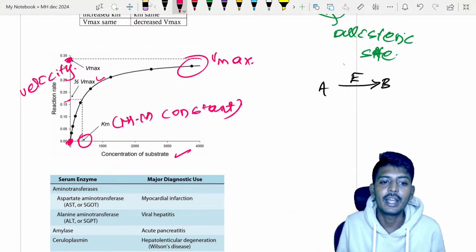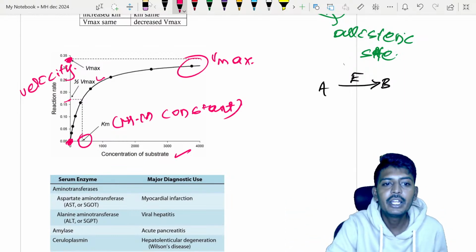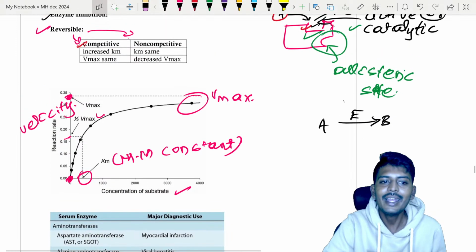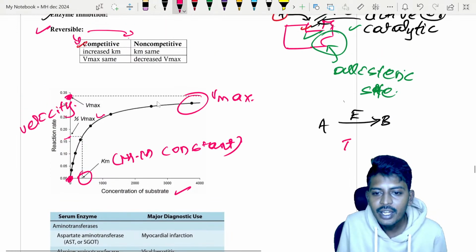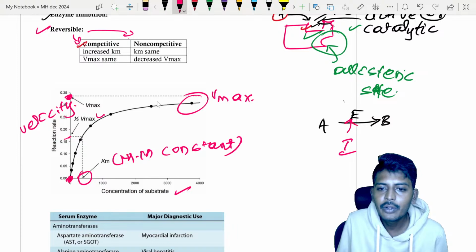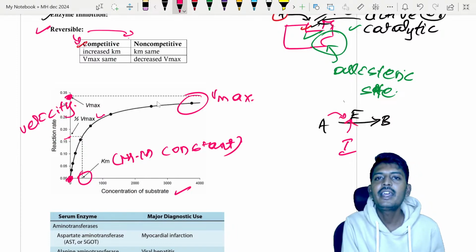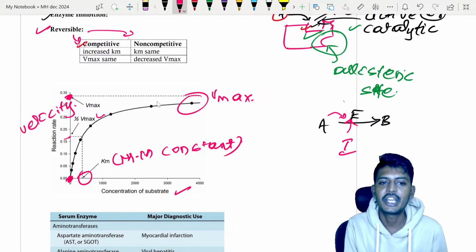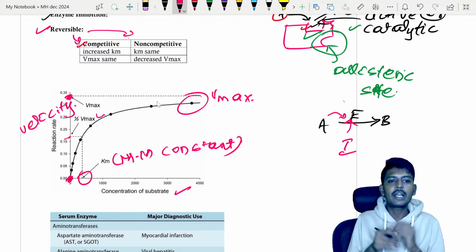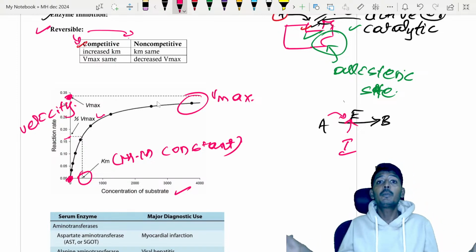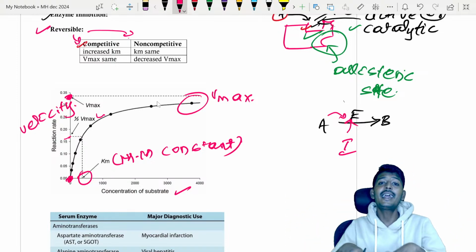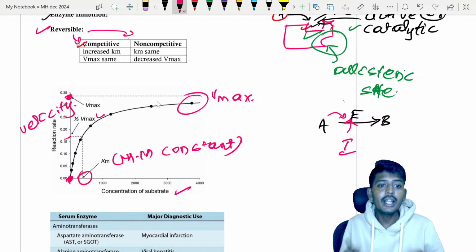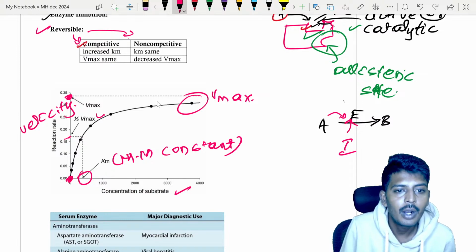Now, if I introduce an inhibitor, the inhibitor also wants to bind to the enzyme, and the substrate also wants to bind to the enzyme. So if there is a competitive inhibition, they are trying to bind to the same site. What is the same site? Active site.